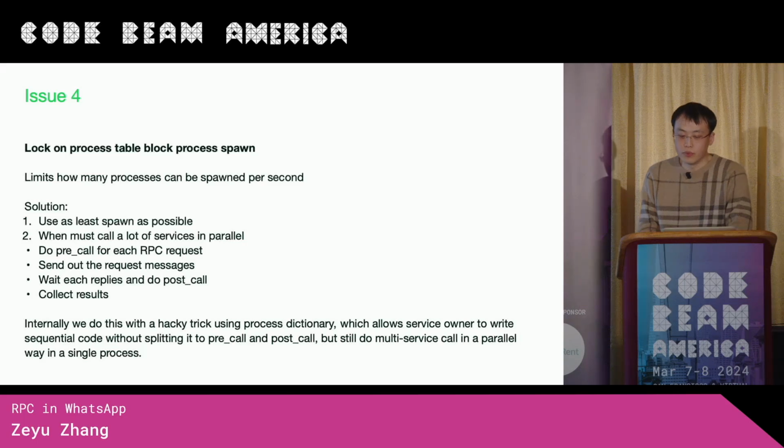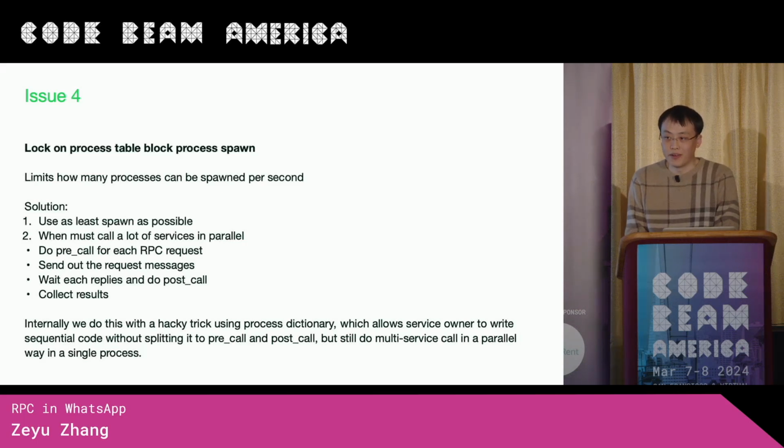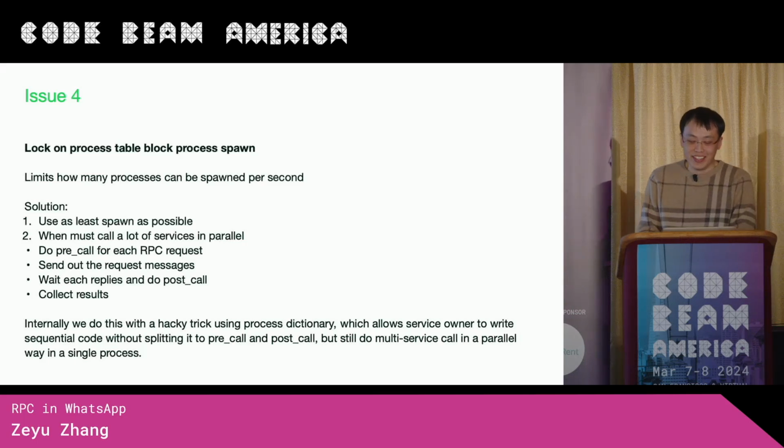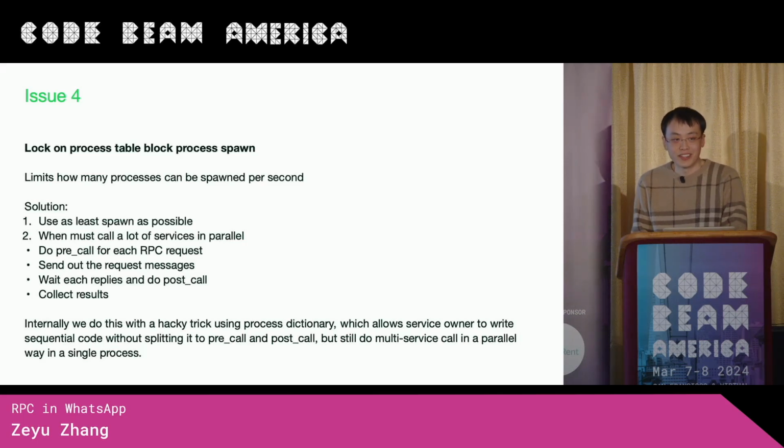The fourth issue we see is related to spawning processes. We have a great parallelism framework, as we described, but some people still want to do things in even more parallel ways, which causes an issue. We found that every process spawn takes a process table lock, and this limits how many processes can be spawned per second because it's a single-threaded lock. Some of our services spawn 1 or even 10 processes per request, which causes the issue.